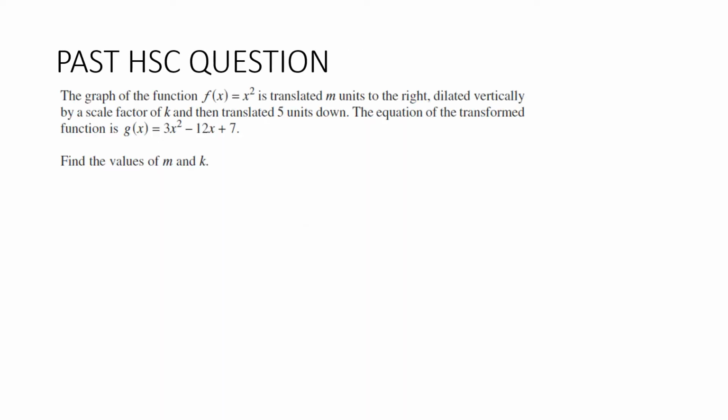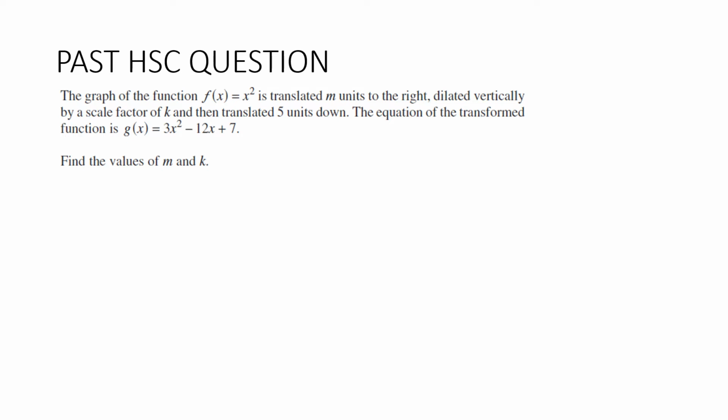So let's start with a past HSC question. The graph of the function f(x) = x² is translated m units to the right, dilated vertically by scale factor of k, and then translated 5 units down. The equation of the transformed function is g(x) = 3x² - 12x + 7. Find the values of m and k.